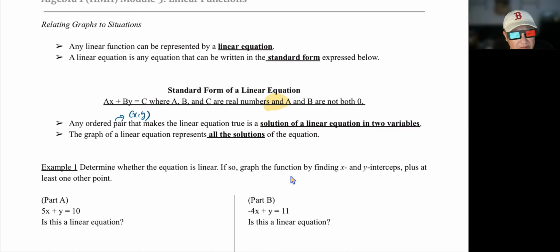The graph of the linear equation represents all the solutions of the equation. Because we are drawing a straight line, we only need 2 or 3 points to know what it looks like. Every point on that line represents an answer. Why don't we just do this out and see what happens? There's a lot of talking over here, so let's make it more concrete by doing some examples.